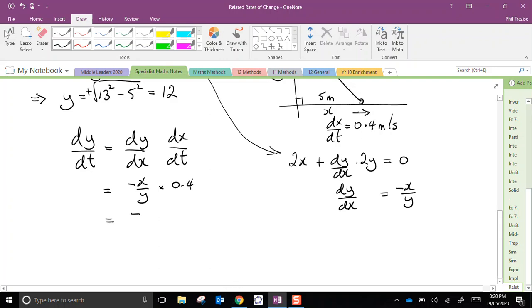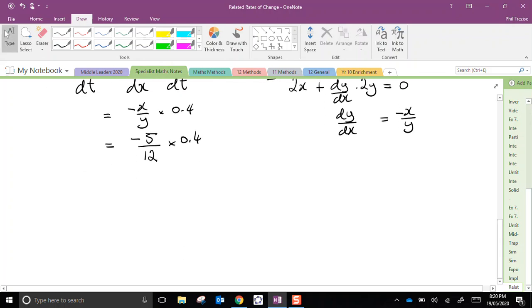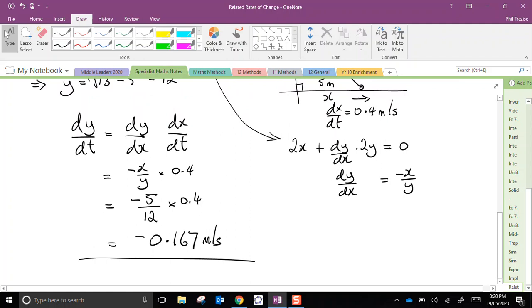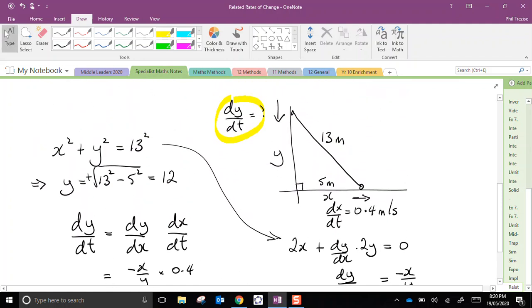Now, using the coordinates, x was 5. We found earlier that y would have been 12, 0.4. And so this will give us the value, when I calculated, negative 0.167 metres per second. Now, let's stop to think, does it make sense that dy dt should be a negative number? Well, yeah, it kind of does, because y, the distance here, will be getting smaller as the top of the ladder slides down the wall. So it is a decreasing value.